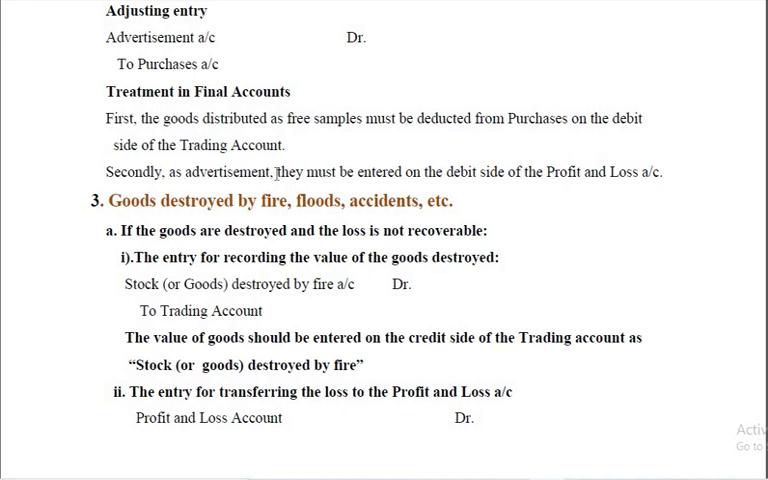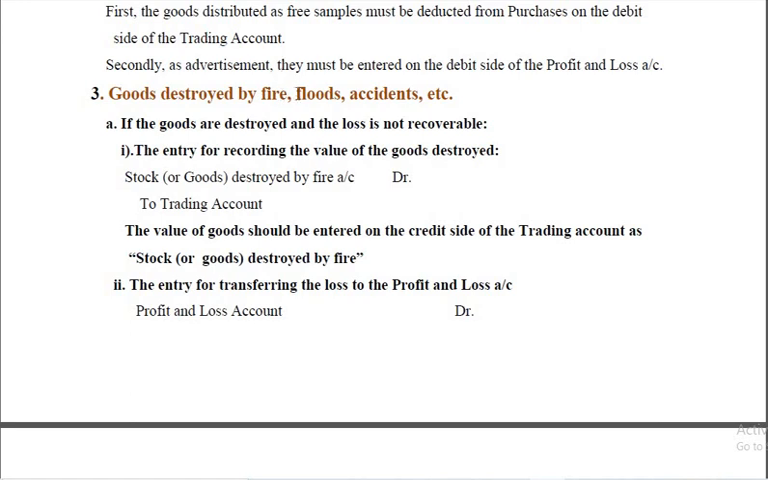See, normally an adjustment should be treated twice, once in the trading and profit and loss account, again in the balance sheet. An exception to that is the goods distributed as free samples. Both the treatments will be given in the trading and profit and loss account. Normally, once in trading and profit and loss account and again in the balance sheet. But here, both treatments will be given in the trading and profit and loss account.